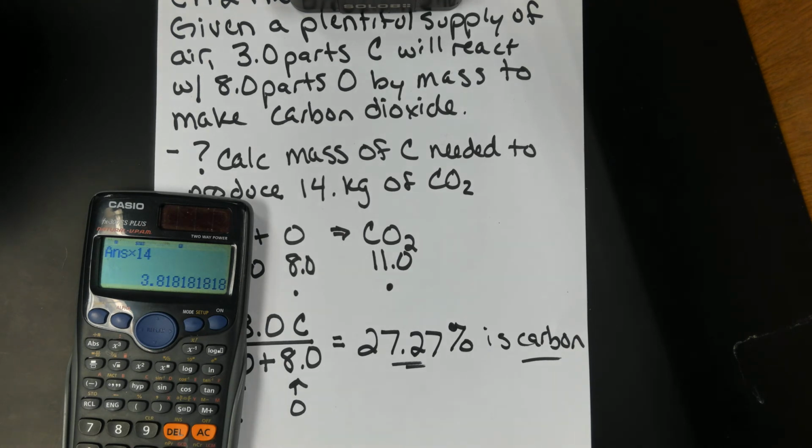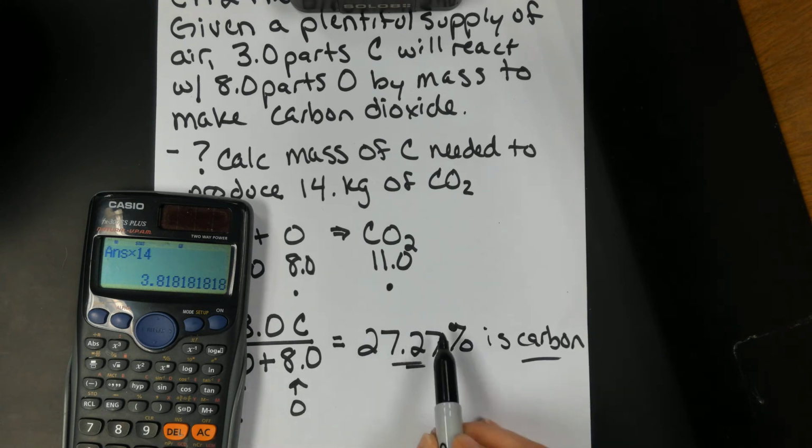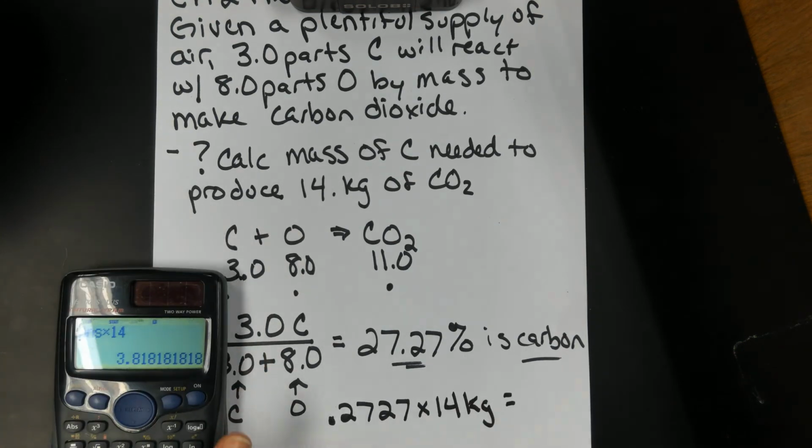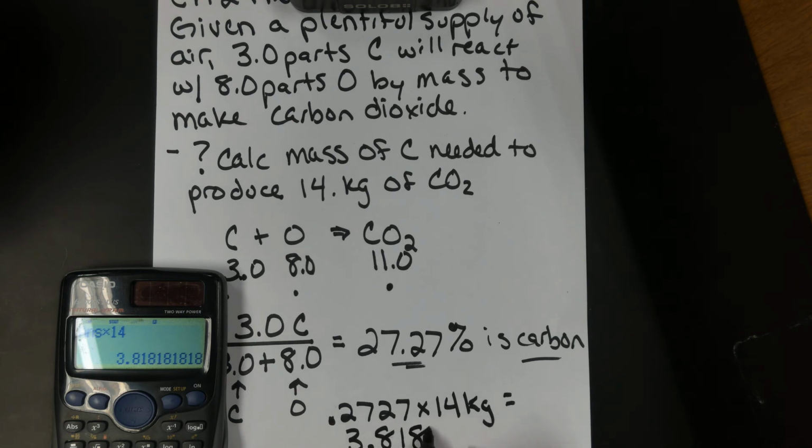So the way they did that in the homework is, I'm going to double check. They do 3 plus 8 is this amount times the 14. So it's 0.2727 times 14 kilograms equals, and you get 3.818, and that unit is kilograms.